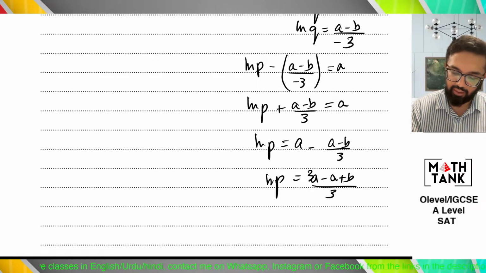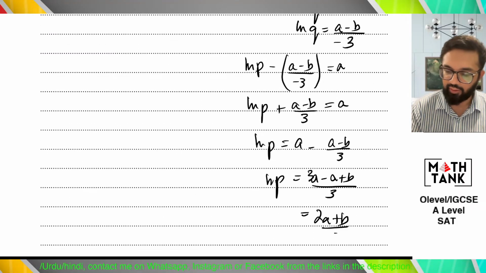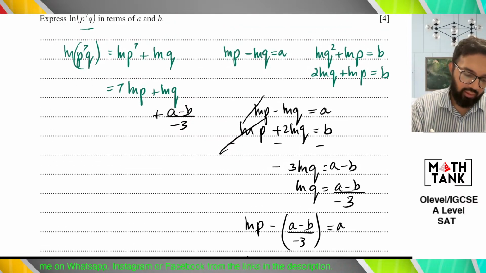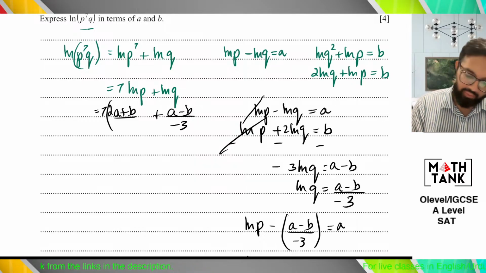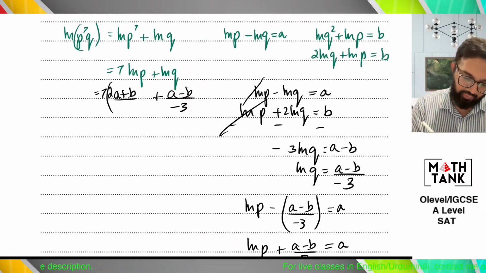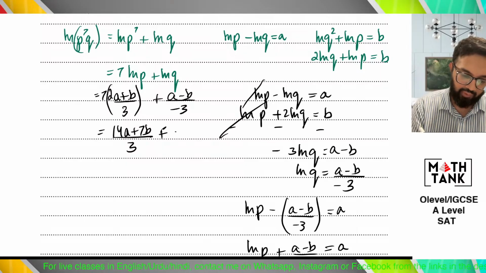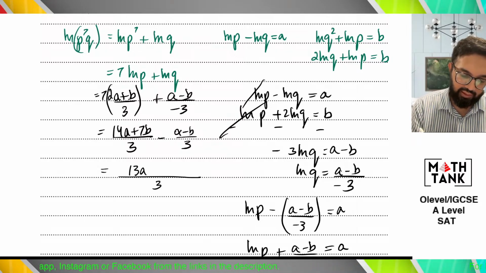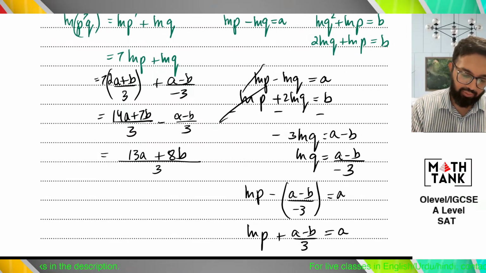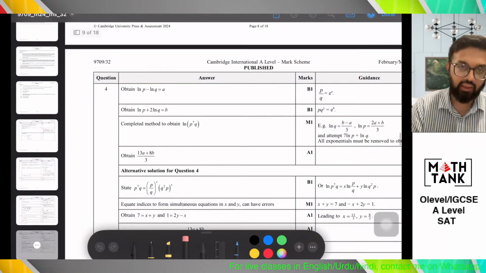LNP is 2A plus B over... 2A plus... 14A plus 7B over 3, minus A minus A. 14 minus A is 13A, 7B plus B is 8B. So this should be 13A plus 8B over 3. Is that the right answer? Yes, that is the right answer.